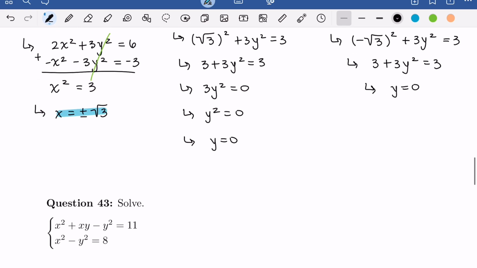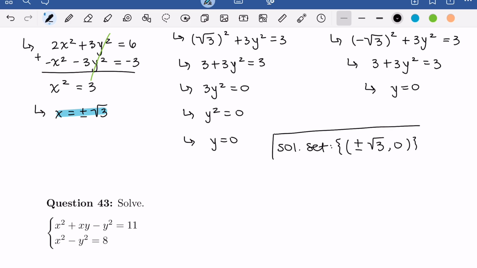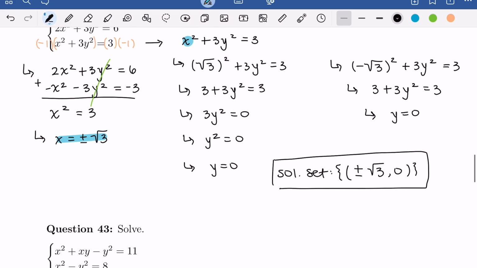So in this case, our solution set is going to consist again of two solutions here. I'm going to write this with our plus or minus notation. So we're going to have plus or minus the square root of 3, and for both of those, our output is 0. So this is our solution set for this guy.